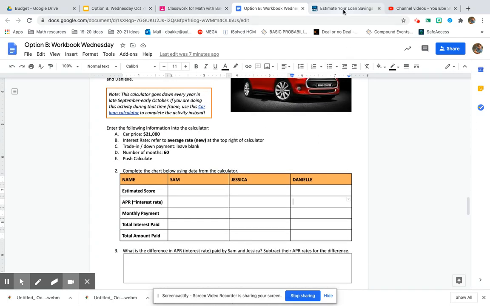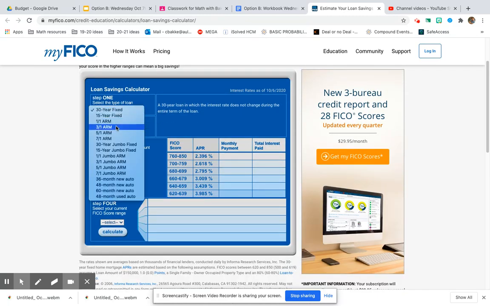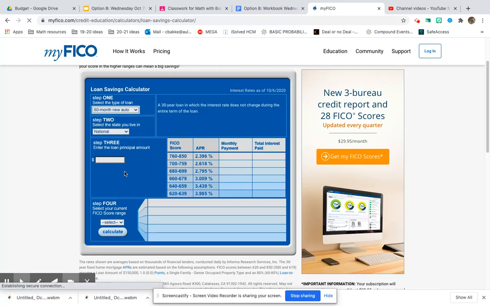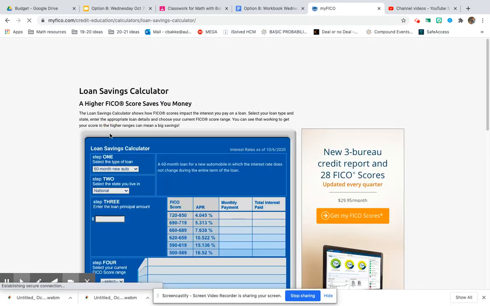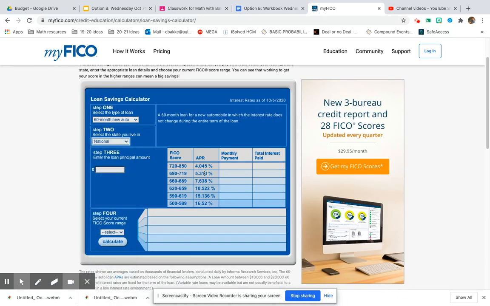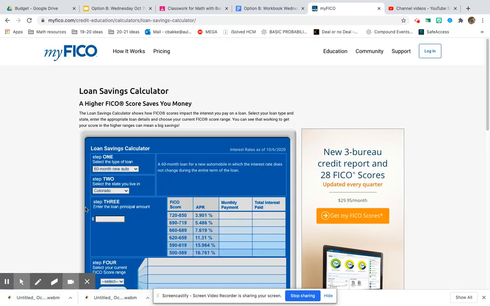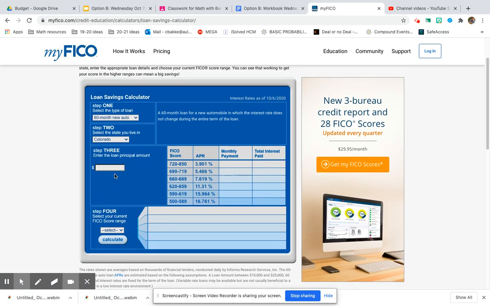So when we come back over here for the car example, first, click on the type of loan. We're going to go down to a 60-month new auto loan. We can go ahead and choose our state, Colorado. And notice, guys, the APRs, the interest rates, are going to change when I choose Colorado, because it's going to use our actual current Colorado data if you went to get a car loan right now.